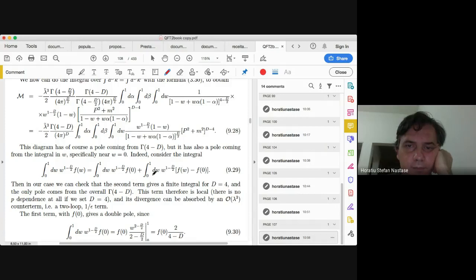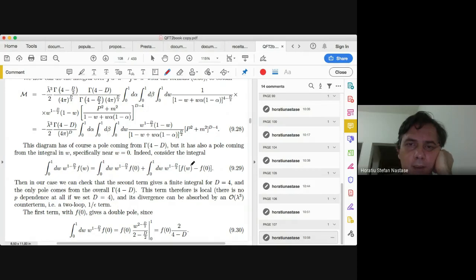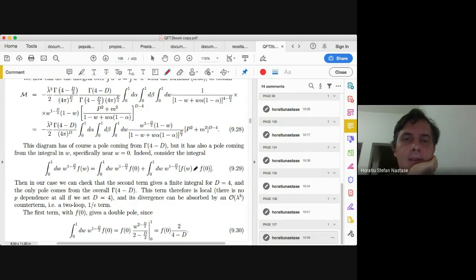Now, this term will be a local term. Why is that? Well, as I said, this is divergent. Therefore, this will be finite. So I've subtracted the divergence, which comes from 0. So this will be finite. This integral will be finite.